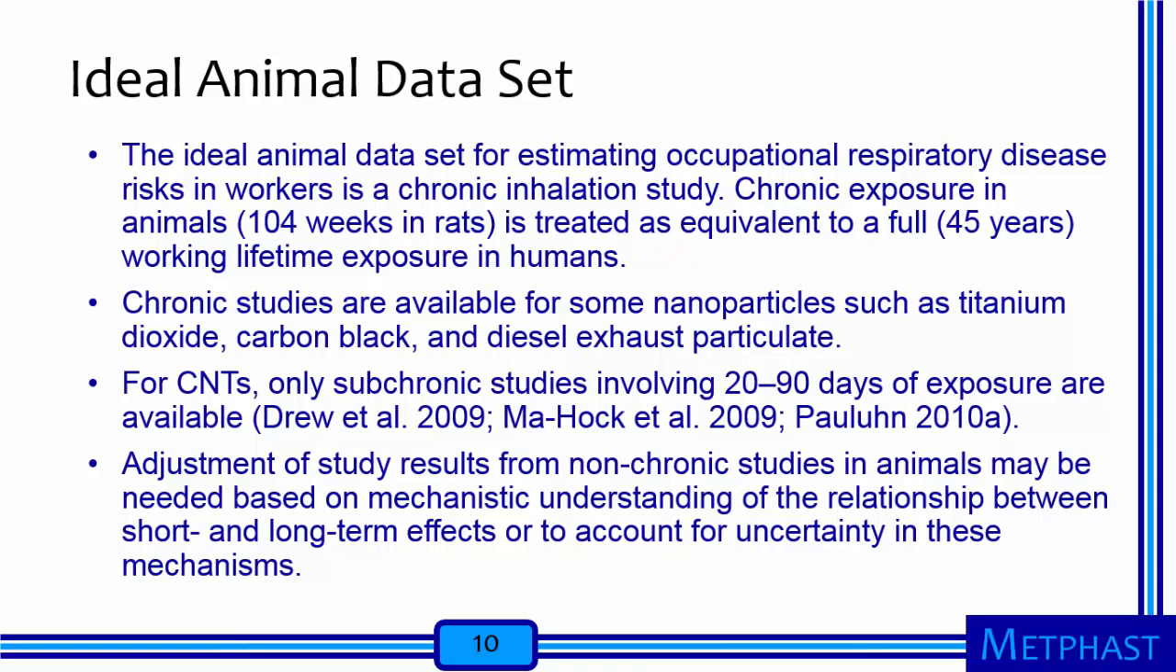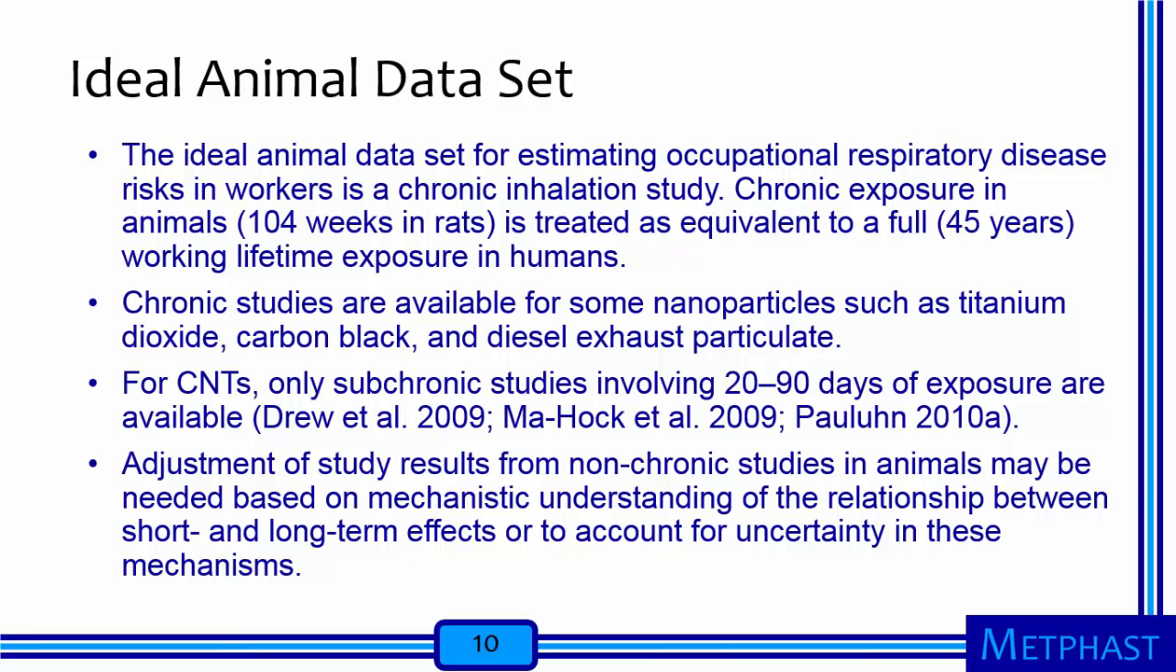What is considered an ideal animal data set for use in QRA? The ideal animal data set for estimating occupational respiratory disease risks in workers is a chronic inhalation study. Chronic exposures in animals, that is 104 weeks in rats, is treated as equivalent to a full, that is 45 years, working lifetime exposure in humans. Chronic studies are available for some nanoparticles, such as titanium dioxide, carbon black, and diesel exhaust particulate.